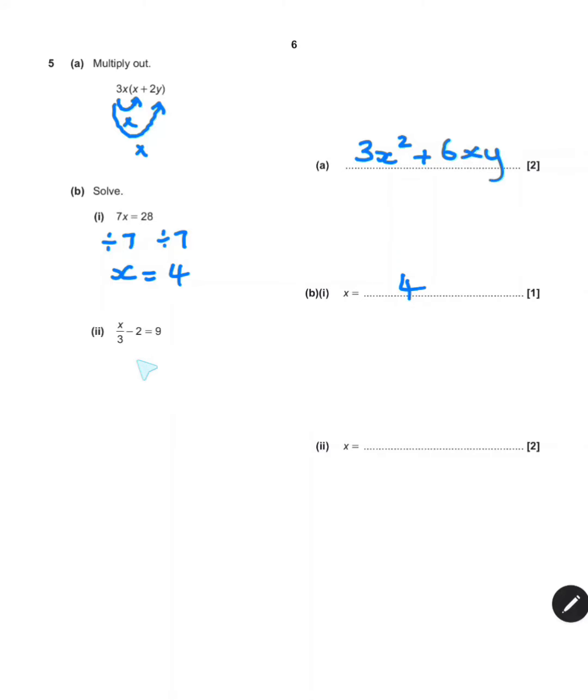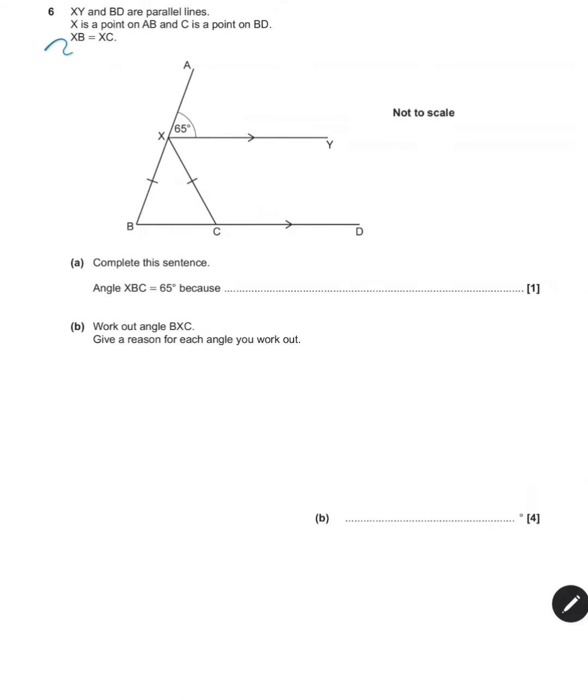And part 2 of this question, we've got a slightly more complicated equation to solve. The first step to solving this is to get rid of that take 2 by adding 2 to both sides. And we're left with x over 3 equals, don't forget to do the 9 plus 2, which is 11. And then this is divide by 3, the opposite of that is timesing by 3, and you're left with x equals 33. Question 6 is just about angles.